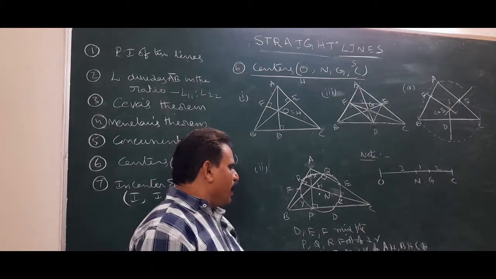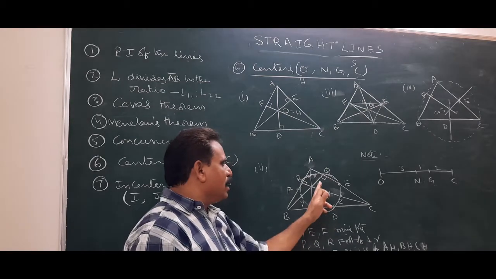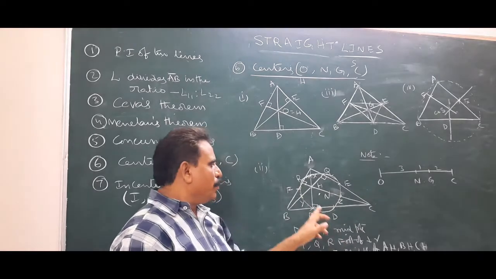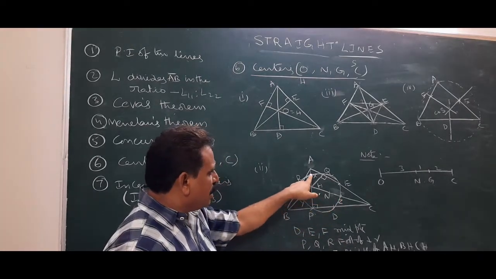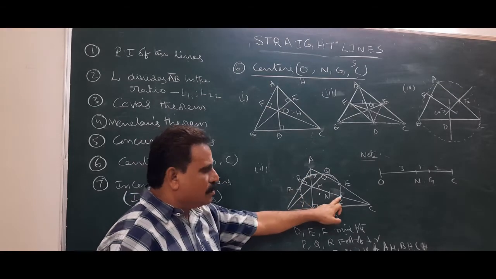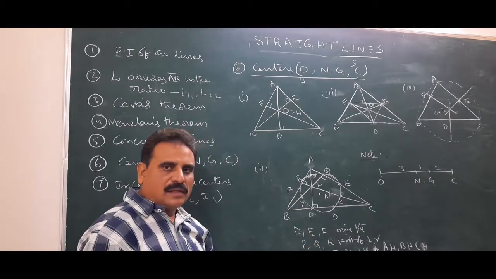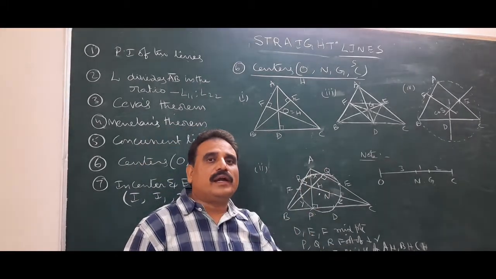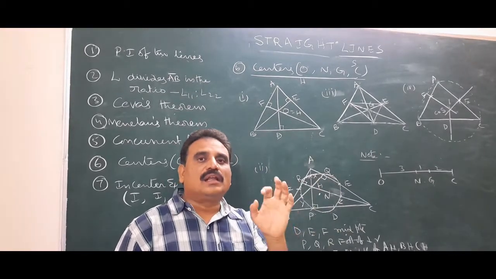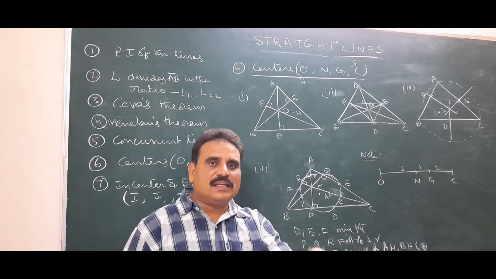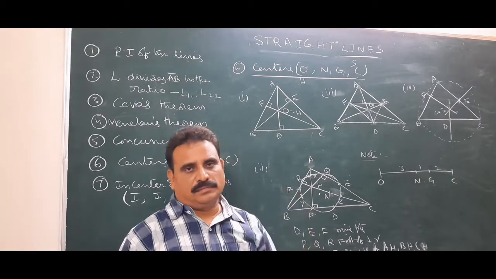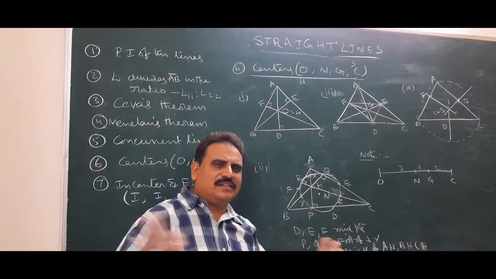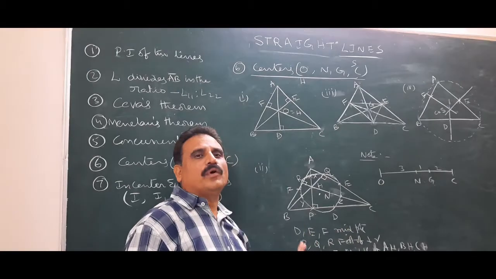Next, X, Y, Z are the midpoints of AH, BH and CH, where H is the orthocenter. So there are 9 points. There is a circle passing through these 9 points. That circle is called the 9-point circle. The center of that circle is called the 9-point circle center. Definitely, we can draw a circle passing through these 9 points.